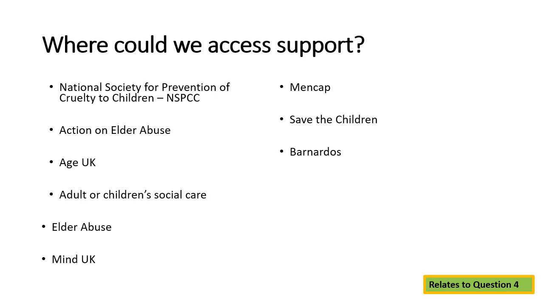So where can we access this support? You will see on this slide there is a list of organisations. You've got the National Society for Prevention of Cruelty to Children, often known as the NSPCC, Action on Elder Abuse, Age UK, Adult or Children's Social Care, Mind UK, Mencap, Save the Children and Barnardo's. What I suggest you do now is have a look at these organisations and find out a little bit more about what they are and what support they offer.